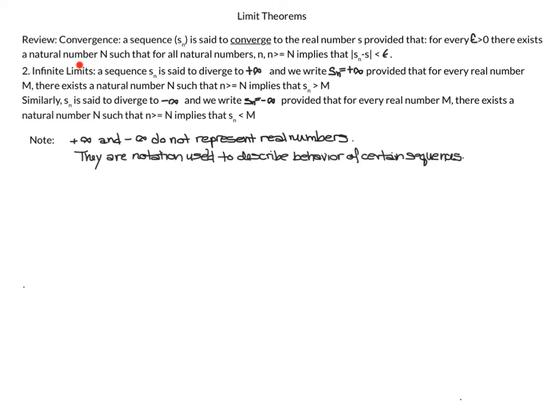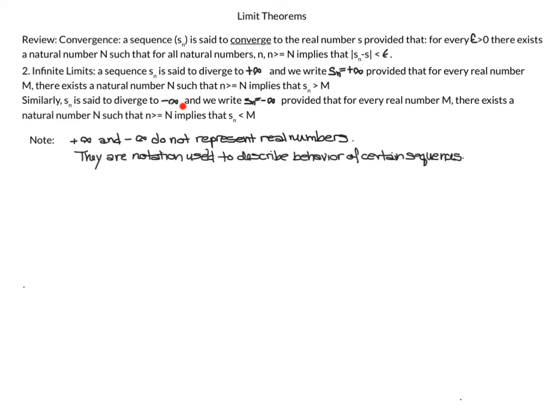Next, we will have the definition of infinite limits. A sequence Sn is said to diverge to positive infinity, and we write the limit of Sn is equal to positive infinity, provided that for every real number M, there exists a natural number capital N such that n greater than capital N implies that Sn is greater than M. So in other words, no matter how large we choose our number M, there's something in the sequence that's greater than M. So it's really unbounded above.